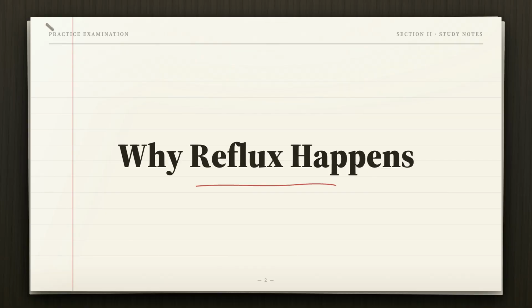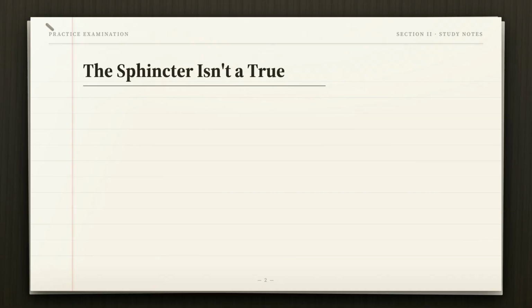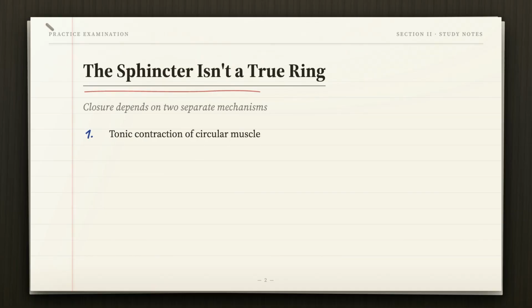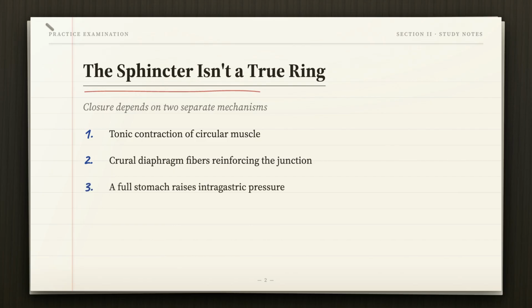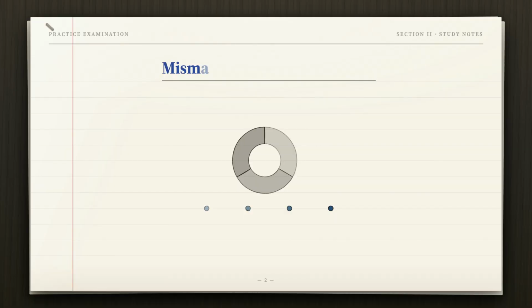Burning behind the sternum after big meals, worse lying flat, points to one structure, the lower esophageal sphincter, and the two triggers reveal exactly how it fails. The lower esophageal sphincter isn't a discrete ring like the pylorus. It's a zone of tonic muscle contraction reinforced by the diaphragm's crural fibers, so reflux can result from either mechanism failing, and a full stomach or a flat position simply exposes that weakness.